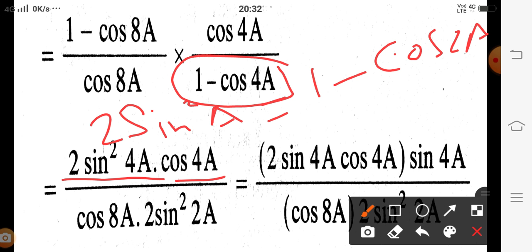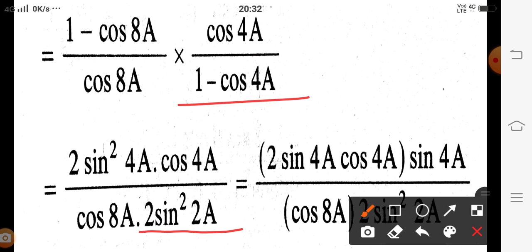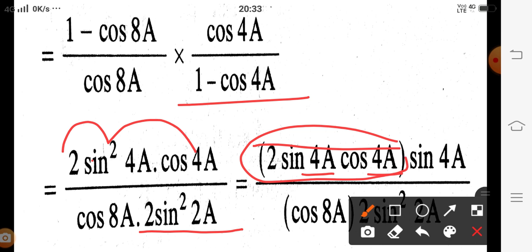And by using the same concept, 1 minus cos 2a is equal to 2 sin square a. Then 1 minus cos 4a we get as 2 sin square 2a, the half of the angle. You have to concentrate on the angles. We are getting the half. Then on solving these, in the numerator we get 2 into sin 4a cos 4a, and this is the identity for sin 2 theta with the same angle, so we get sin 8a in place of this.